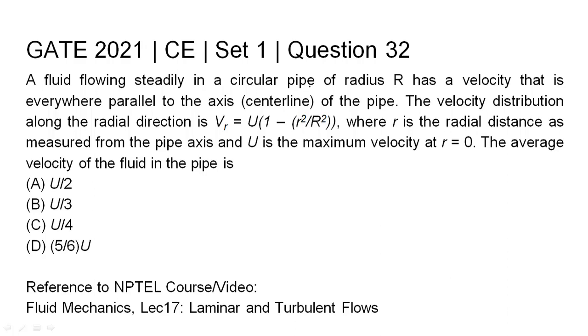GATE 2021 Civil Engineering Set 1 Question 32. A fluid flowing steadily in a circular pipe of radius R has a velocity that is everywhere parallel to the axis of the pipe. The velocity distribution along the radial direction is given as V(r) equals U into (1 minus r square by R square), where r is the radial distance and U is the maximum velocity at r equals 0. The average velocity of the fluid in the pipe is.